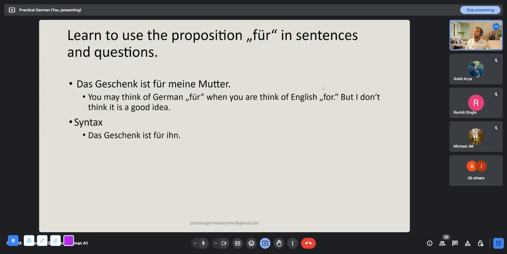There will be chances where it will mean something else, but it's fine for now that you think it means for. Again, what you should know is that we discussed nominative, accusative, dative, and genitive, and I told you some guidelines on how you can figure out when something is accusative.